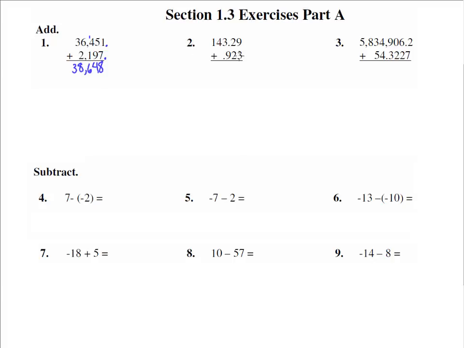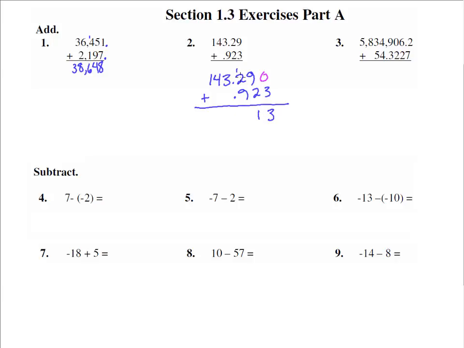143.29 plus 0.923. Ooh, that looks a little tricky. They put the 9 above the 3. We've got to rewrite this as 143.29 plus, line up this decimal, 0.923. So really this is 0 out here, and if you would like to put that, that's great. Not totally necessary, but 0 plus 3 is 3. 9 plus 2 is 11. So one of them comes here, and 10 add up there.